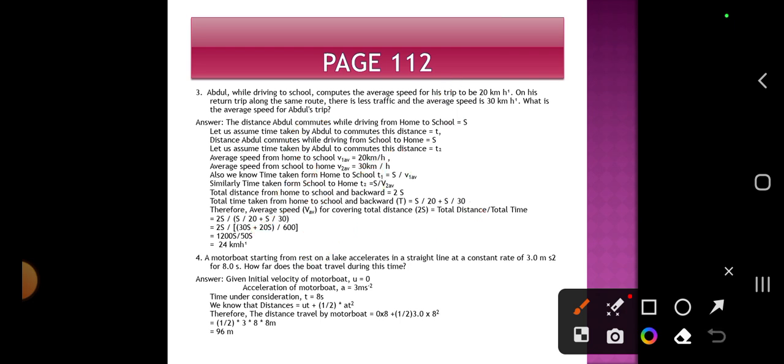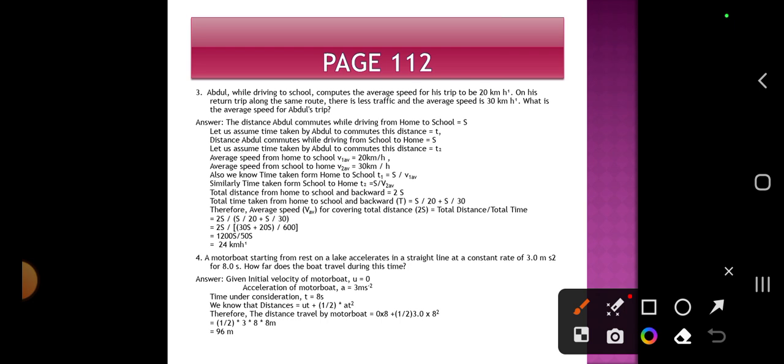Got it? So here is S upon 20 plus S upon 30. The LCM of 20 and 30 will be 600, and we have S plus S, that is 2S, and we solve this thing, we will get 24 km per hour total distance.